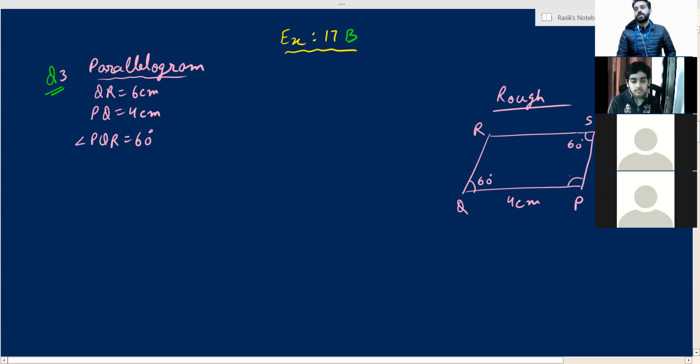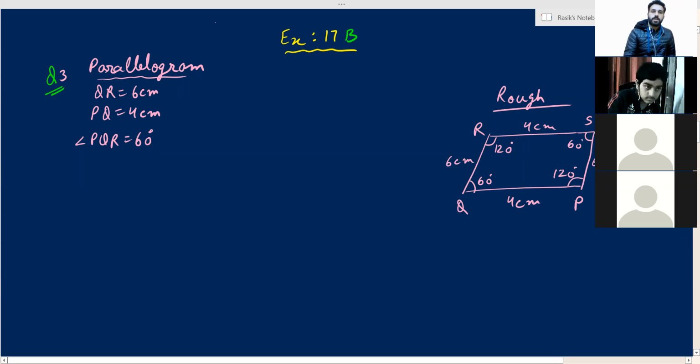Angle Q is 60, that means angle P is 120. Consecutive angles are supplementary, therefore angle P is 120. 180 minus 60, 120. Angle R, again 120. Angle P and angle R are opposite angles, so they will be equal. Now we know the side PQ is 4, therefore the side RS is also 4 centimeters. QR is given 6 centimeters. Therefore, we can say that SP is also 6 centimeters.